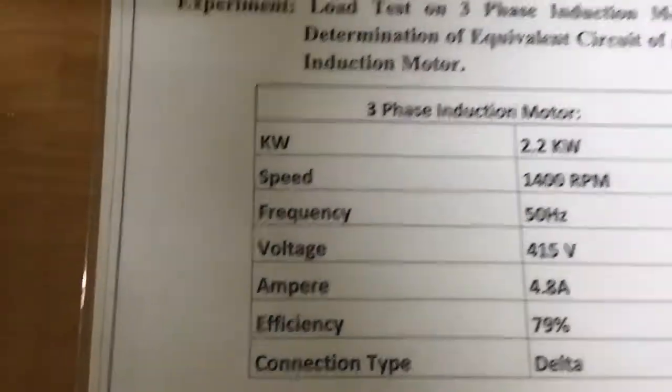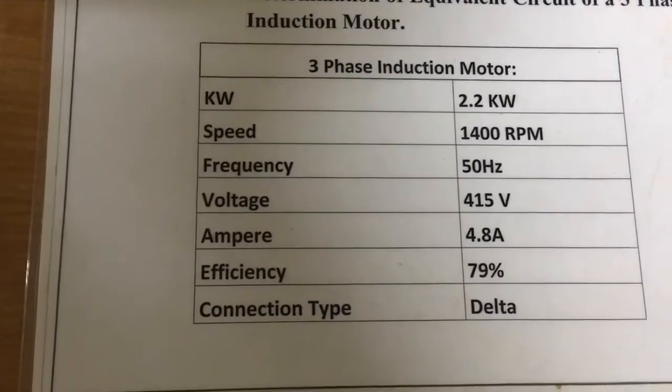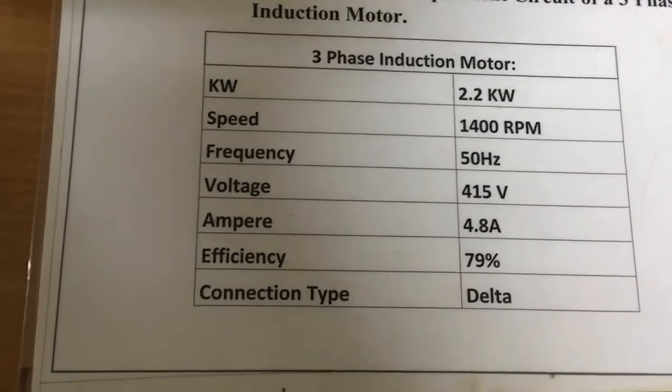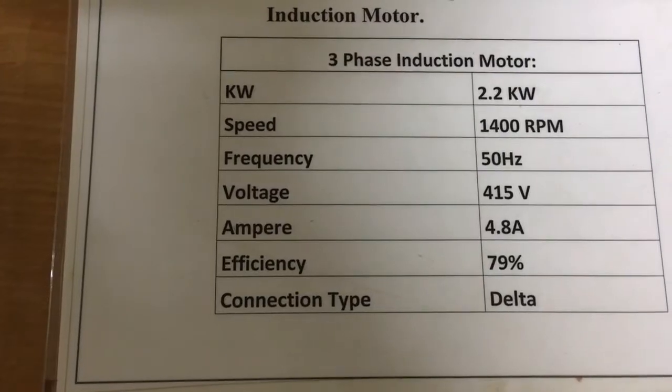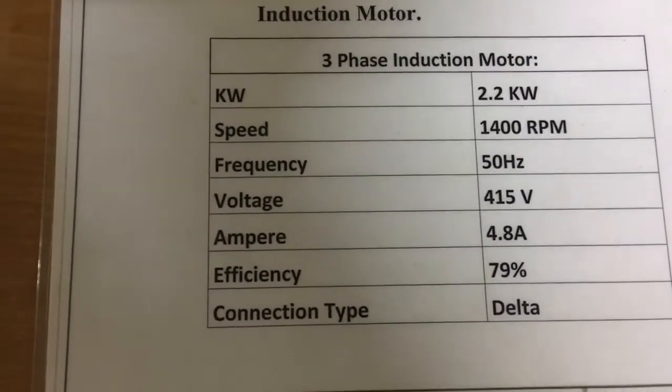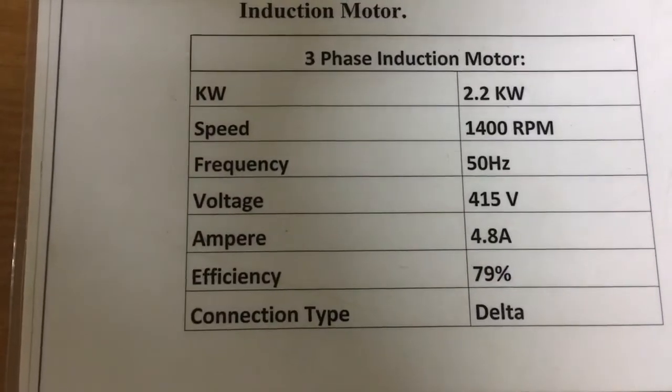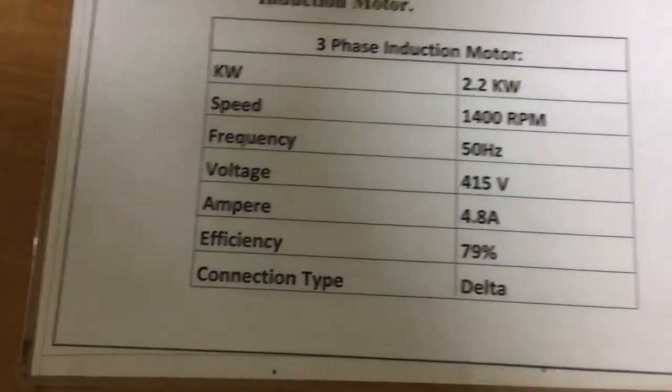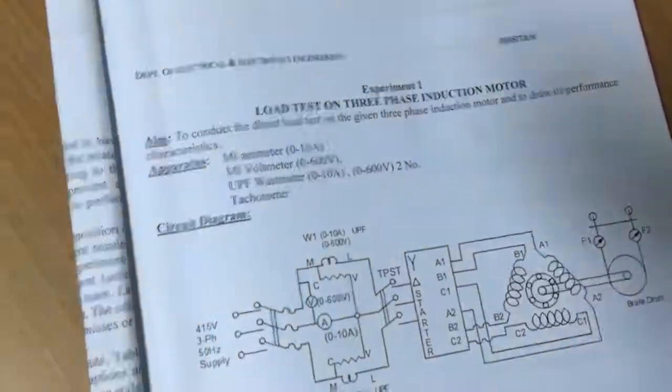The specifications of the motor are: 2.2 kilowatt, 1400 rpm, 50 hertz, 415 volts, 4.8 amperes, 3-phase induction motor. So the load current is 4.8 amperes. I cannot increase the load beyond 4.8 amperes.